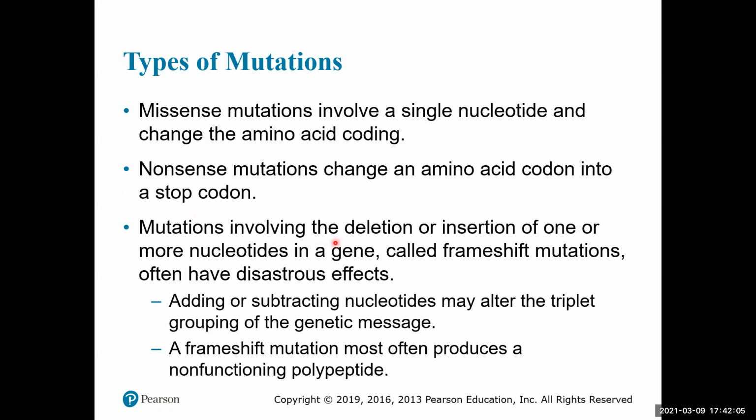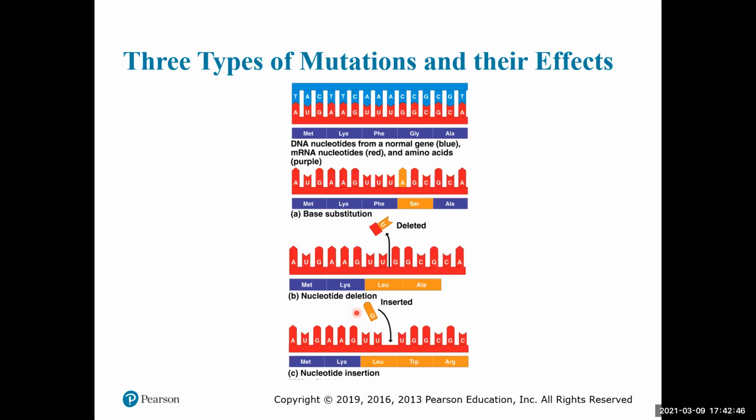Other types of mutations, such as deletions and insertions, will add or remove one or more nucleotides in a gene, and that can either shorten or lengthen the sequence, and it leads to what we call frameshift mutations, which are often very disastrous and very deleterious, which means they have a big negative effect. If you add or subtract nucleotides, you're altering the codon pairing. So basically you're altering the triplet grouping of your genetic material. And so a frameshift mutation often produces a protein that doesn't function anymore.